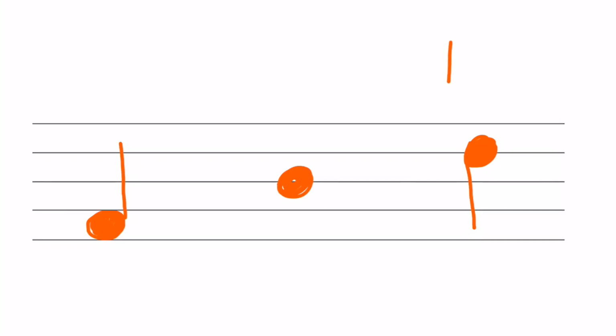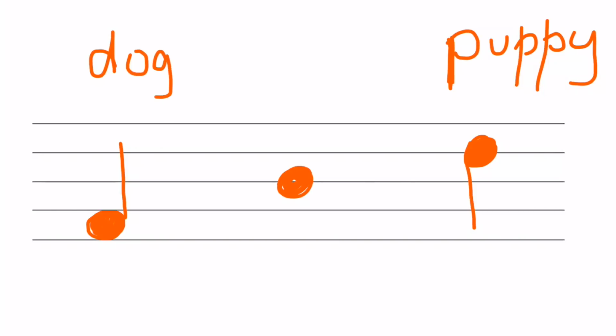So it's good to remember puppy for the ones where the stem goes down. It goes down on the side like a P, and dog, because the stem goes up on the same side of the note as the stem on dog does. So if the note is on the middle line, the stem can either go down or the stem can go up.